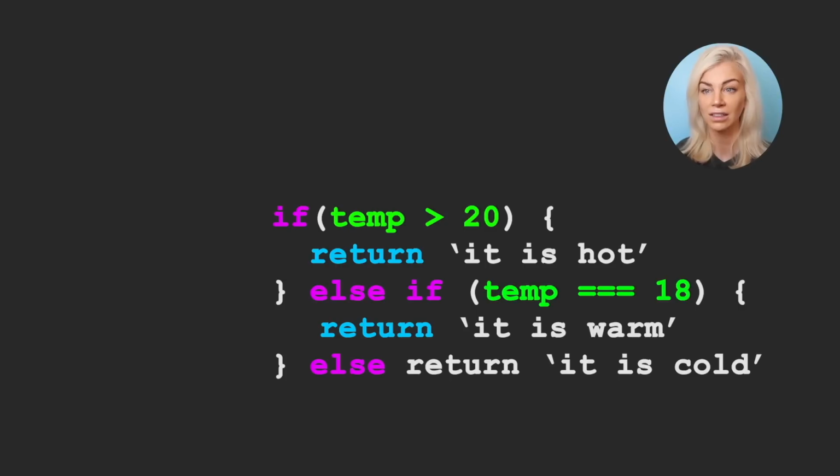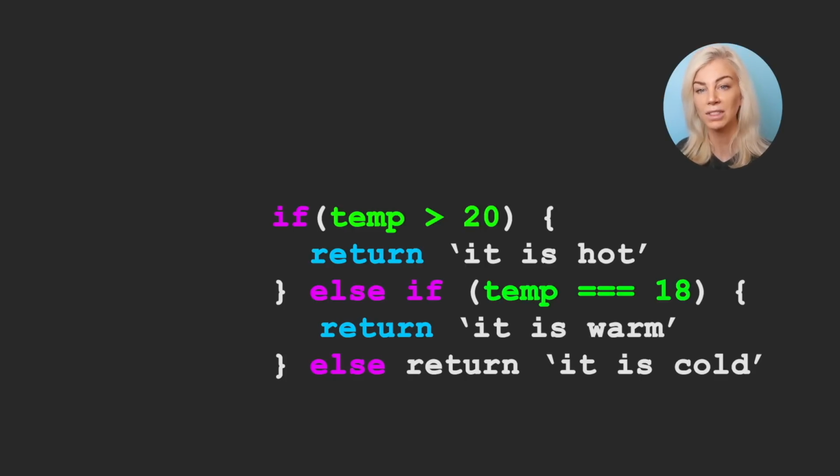Now, we can also keep adding and adding with this else if, and go on forever, just like in this example here. So here, if the temperature is not above 20 degrees, so false, we bypass this if statement and check the else if. If the temperature is deeply equal to, indicated by these three equal signs, that is deeply equal to 18, then we return it is warm. And of course, if it is not, then this statement is also false, and we return it is cold.